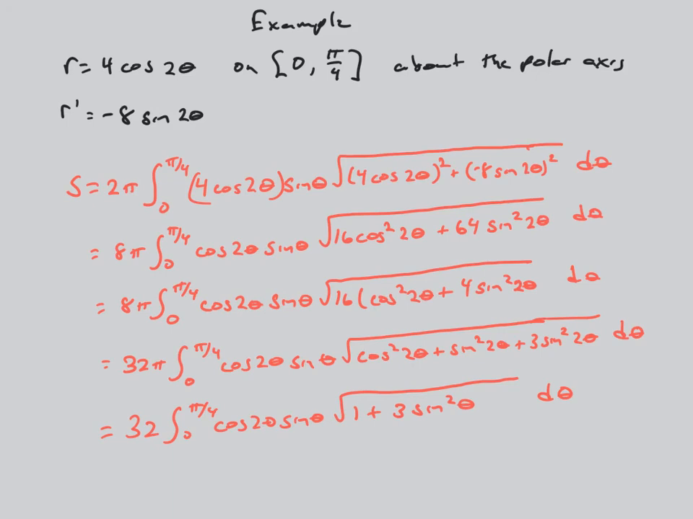Oh, I forgot my pi, didn't I? So let me put that pi in here. There we go. So I have 32 pi times the integral from 0 to pi over 4 of cosine 2 theta sine theta times the square root of 1 plus 3 sine squared theta d theta. I'd plug that into the calculator, and then I could get my answer on this particular problem, because it didn't simplify nicely. So with that, this does end this video.